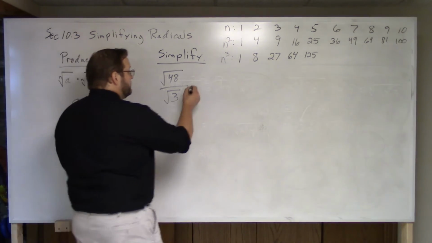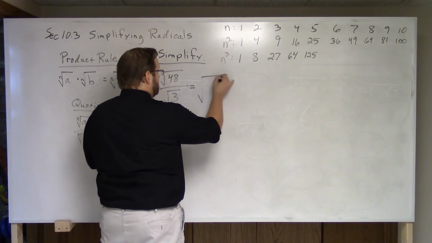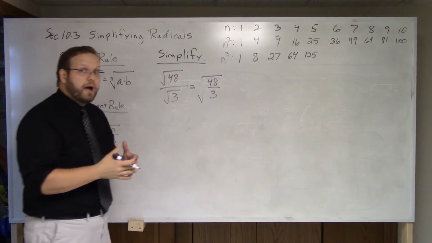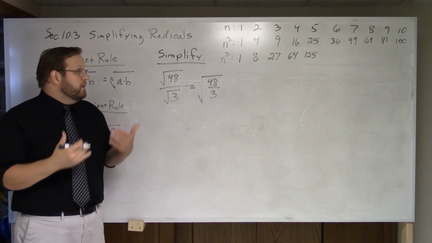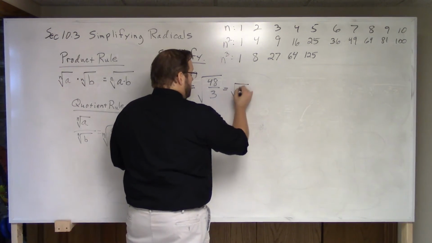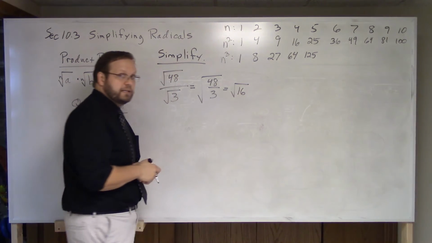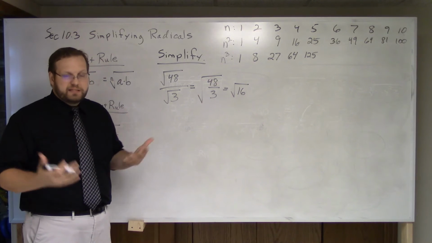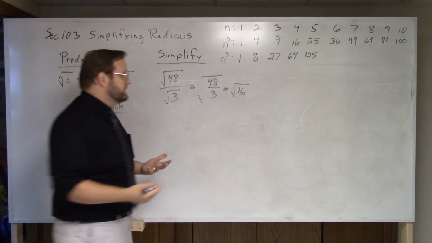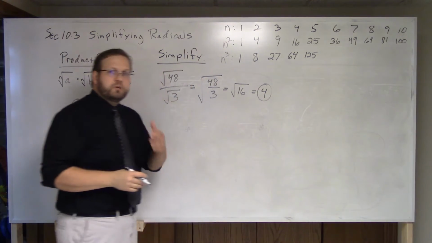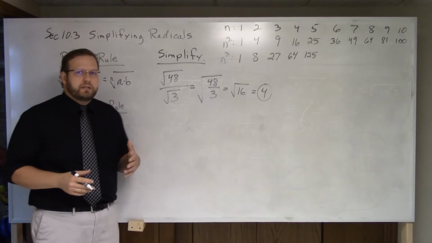So I'm going to convert this into a single fraction because now I can work with it like normal. 48 divided by 3 is simply 16. Okay, 48 over 3, you could say 16 over 1, but 16 is fine. And then finally, square root of 16 is a nice 4. You may think to yourself, well, you didn't really reduce anything, you just carried it out.